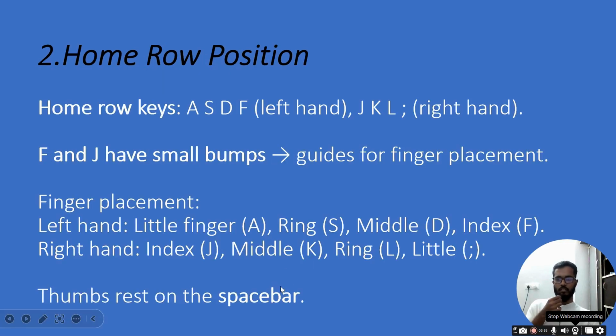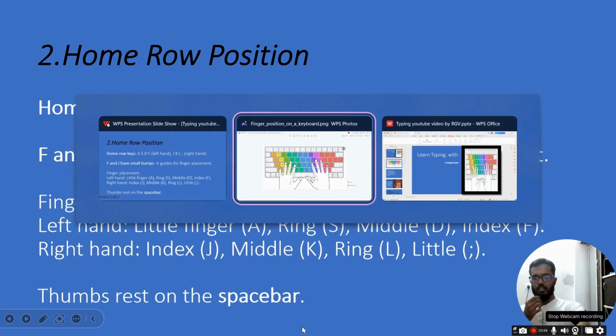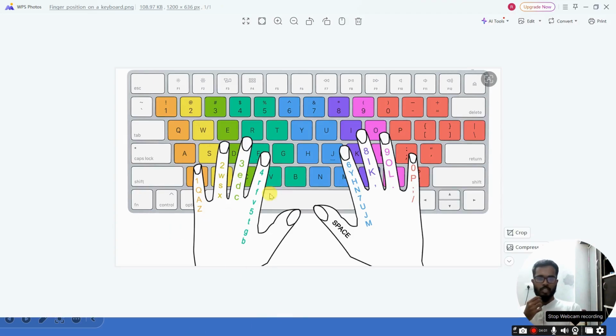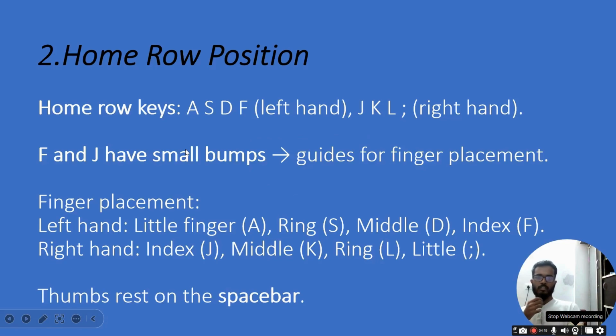The thumb rule, the one rule you should follow, is for the space bar: you should be using your thumb finger. You can use the right thumb or the left thumb. That is your wish. But the thumb finger is used only for pressing the space bar.